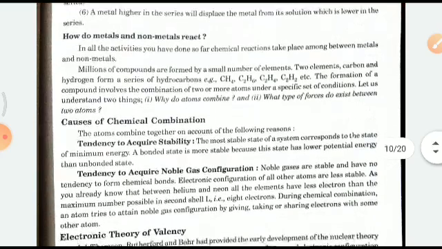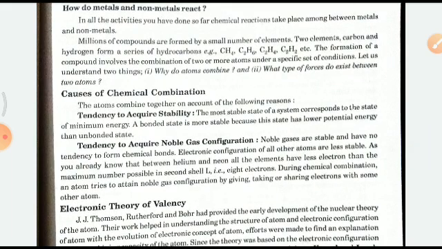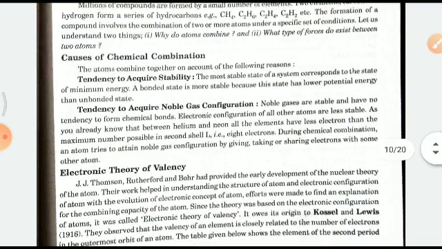Now let us see what are the causes of chemical combination. There are two causes. First is to acquire stability, and the second is the tendency to acquire noble gas configuration, which is having 8 electrons in the outermost orbit, right? Just to fulfill that, these elements combine with each other.